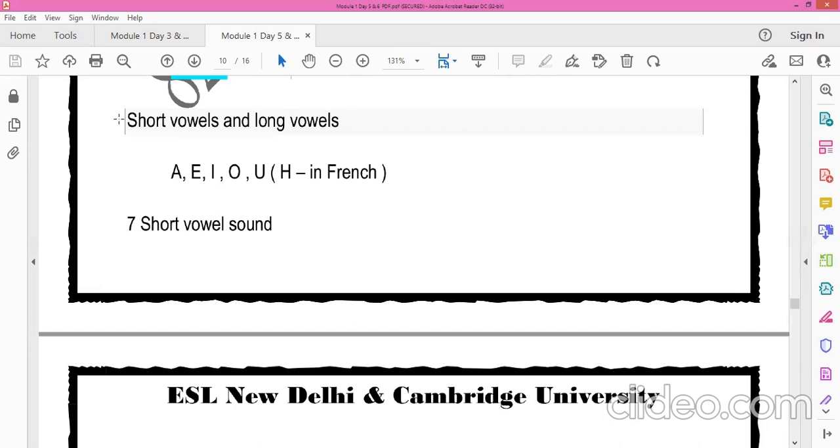But when I'm talking about vowel sounds, today I'm going to discuss 7 and 5, almost 12 vowel sounds here, and I'll tell you the difference between these vowel sounds and how you can use them. Fine. Okay, just a second.